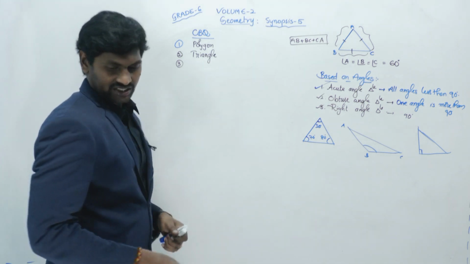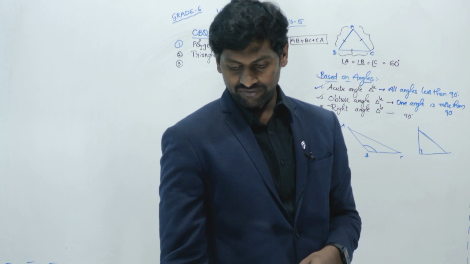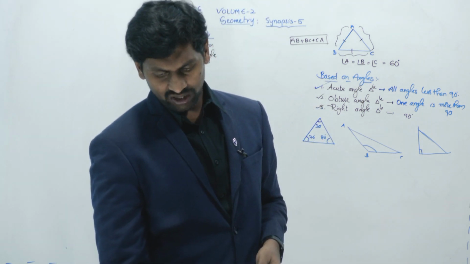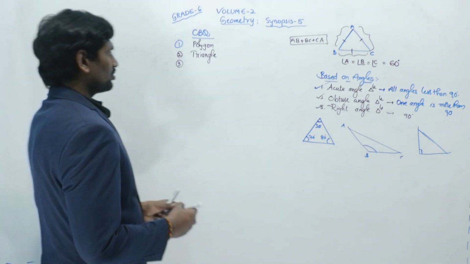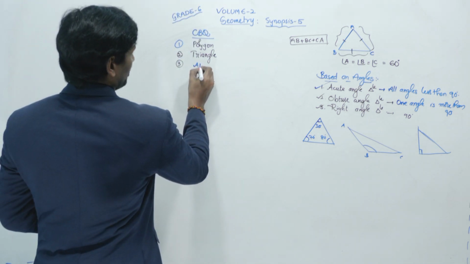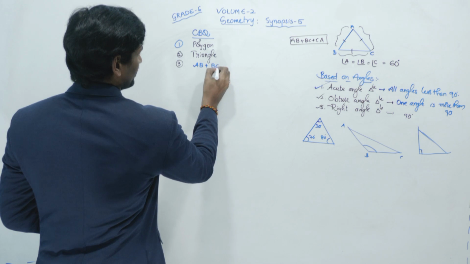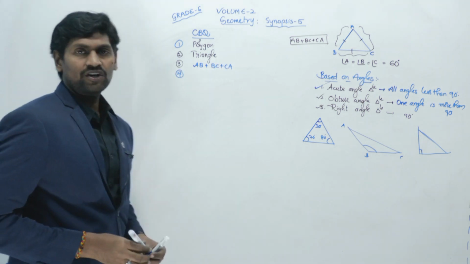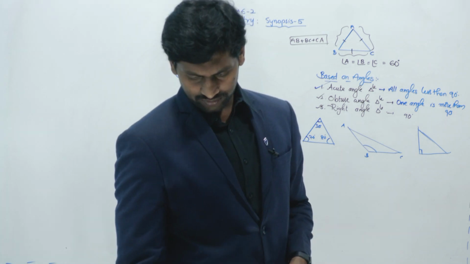If you take the triangle with different letters, you can take different line segments. So the perimeter of a triangle is the sum of all sides. In the options we have AB plus BC plus CA. Right.